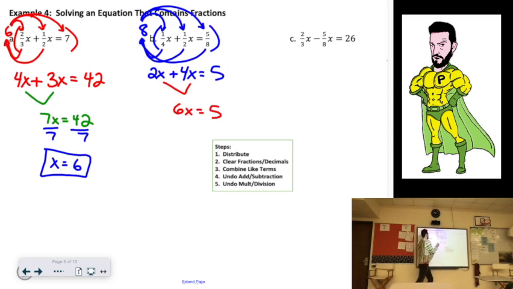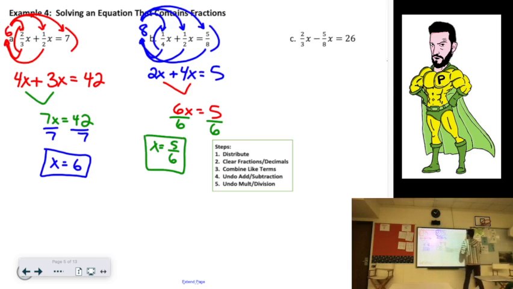Divided by 6, divided by 6. We're just going to leave it 5 over 6. You can't simplify that fraction anymore. You could turn it into a decimal, but if you're given problems with fractions, give your answer as a fraction.